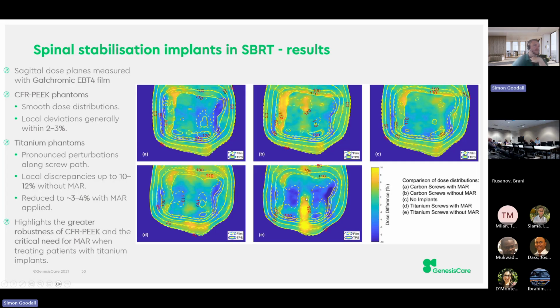So we definitely wouldn't recommend doing this without MAR. The carbon fiber with the MAR gave very similar results to a blank phantom. So we can see that that's very good. And then the titanium with MAR or the carbon fiber without MAR gave good results that were slightly decreased from a no implant situation, but both clinically acceptable.